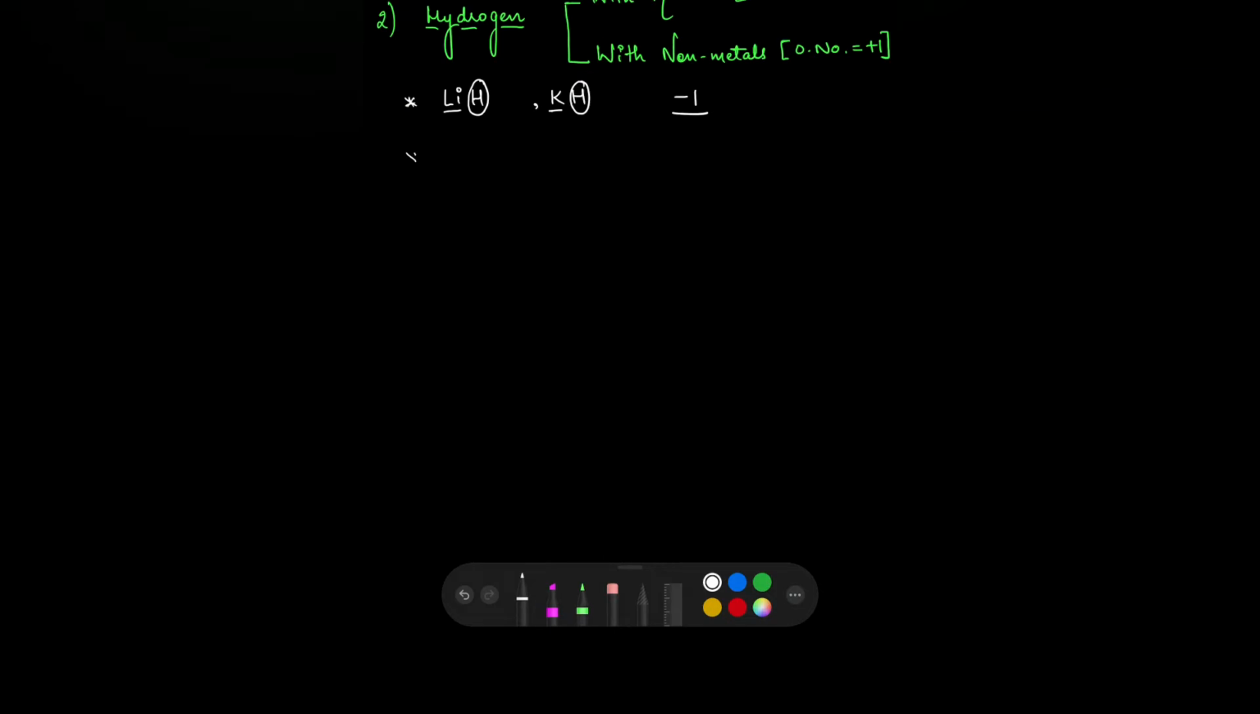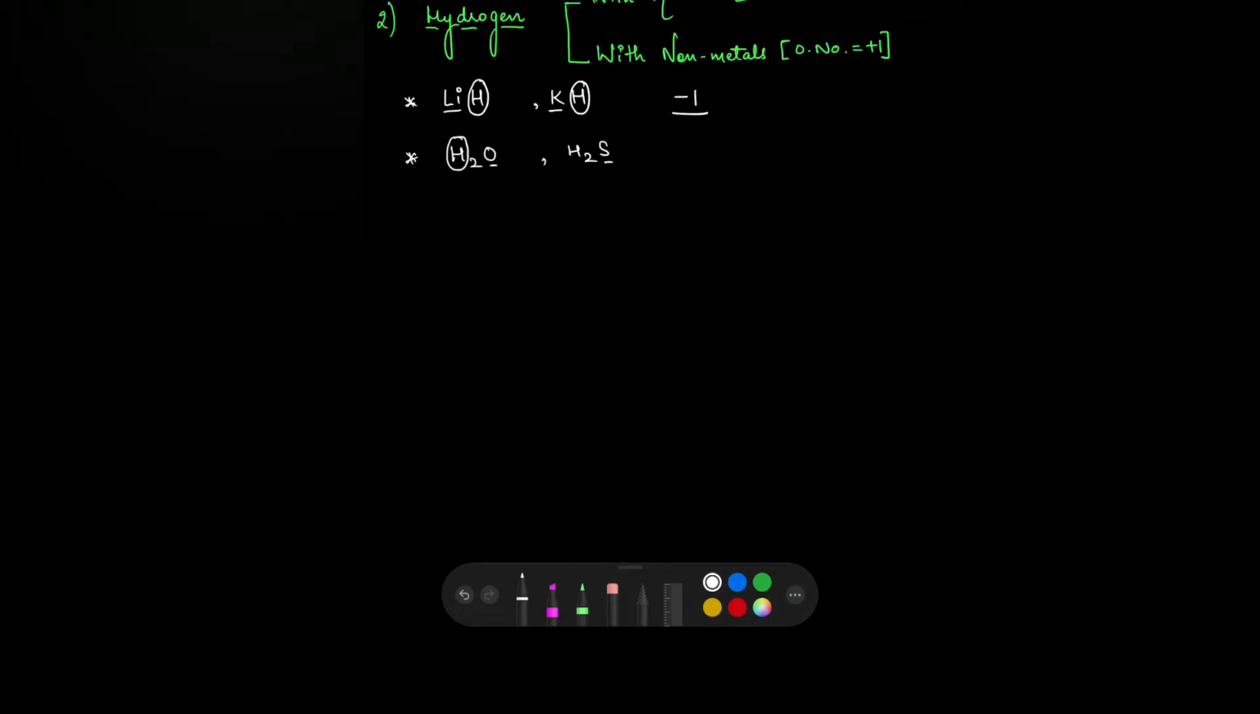Now in this case the oxidation number of hydrogen will be -1. Now if hydrogen is combined with non-metals, for example we have water molecule or hydrogen sulfide, we know oxygen is a non-metal and sulfur is also a non-metal. So in this case the oxidation number of hydrogen will be considered as +1.